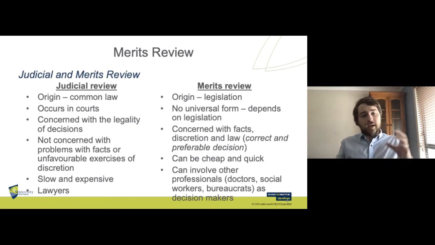So where in judicial review, we're interested in, was the law followed or not? In merits review, we're interested in, was the correct and preferable decision reached? Which means that the scope for review is bigger. We can look at problems with findings of fact. We can look at whether a better decision could be reached.